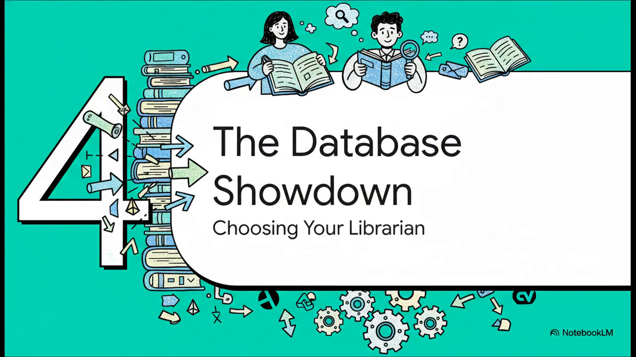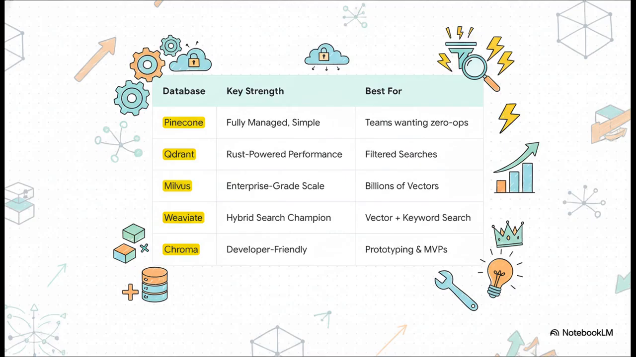All right, we have our chunks, and we have a way to organize them by meaning. Now we need to pick the librarian, the actual vector database that's going to run the show. And let me tell you, the market is hot right now, and each one has its own special talent. So here are the 5 heavy hitters.